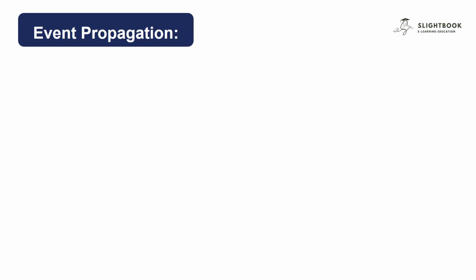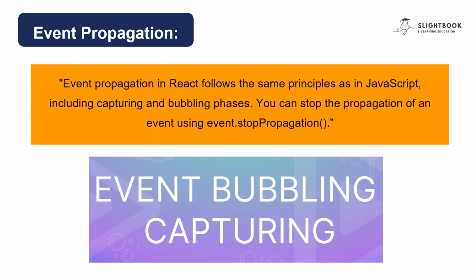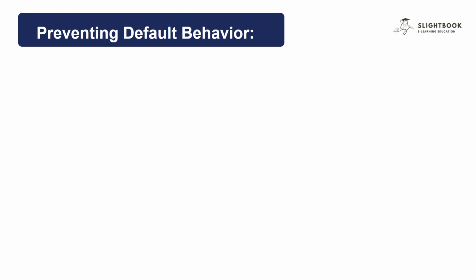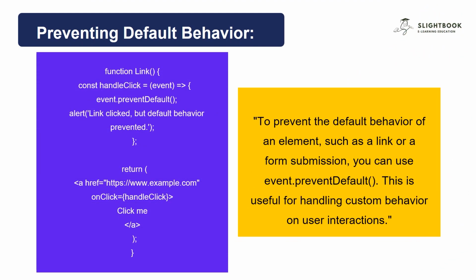Event propagation. Event propagation in React follows the same principles as in JavaScript, including capturing and bubbling phases. You can stop the propagation of an event using the event.stopPropagation function. Preventing default behavior. To prevent the default behavior of an element, such as a link or a form submission, you can use the event.preventDefault function. This is useful for handling custom behavior on user interactions.